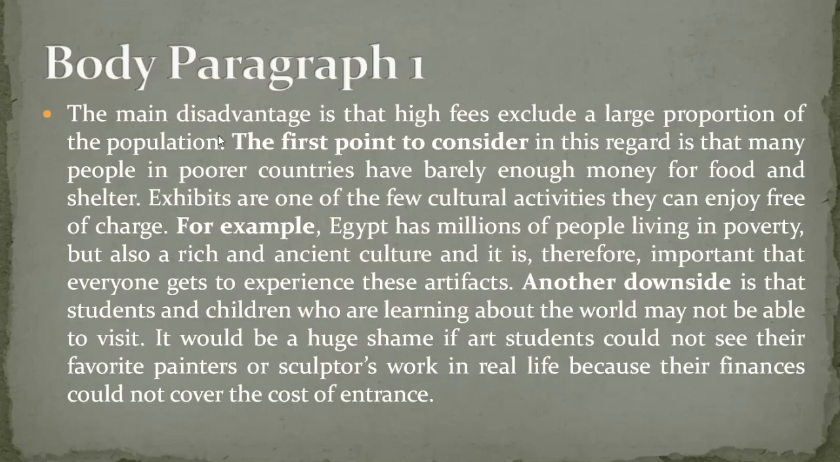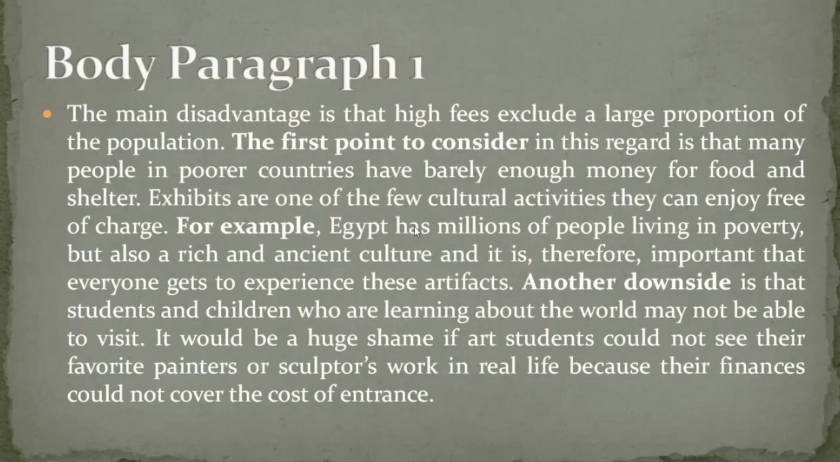Like this. The main disadvantage is that the high fees exclude a large proportion of the population. This is your topic sentence, and then you're going to provide examples of the people who will not be able to visit museums if they are forced to pay a fee. 2 types of people, so this way you have 2 reasons. The first point to consider in this regard is that many people in poorer countries have barely enough money for food and shelter. So you're talking about poor countries here. Exhibits are one of the few cultural activities they can enjoy free of charge.